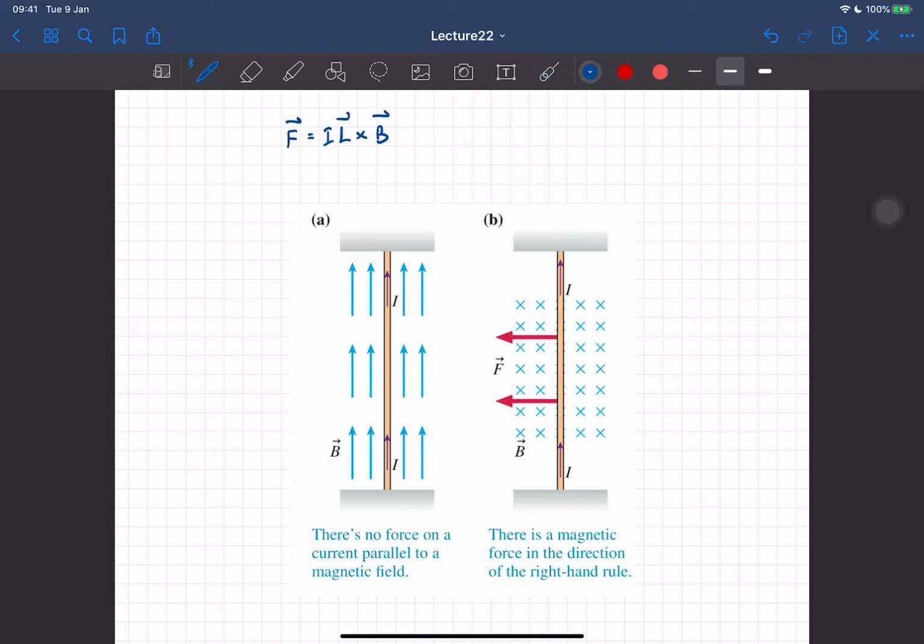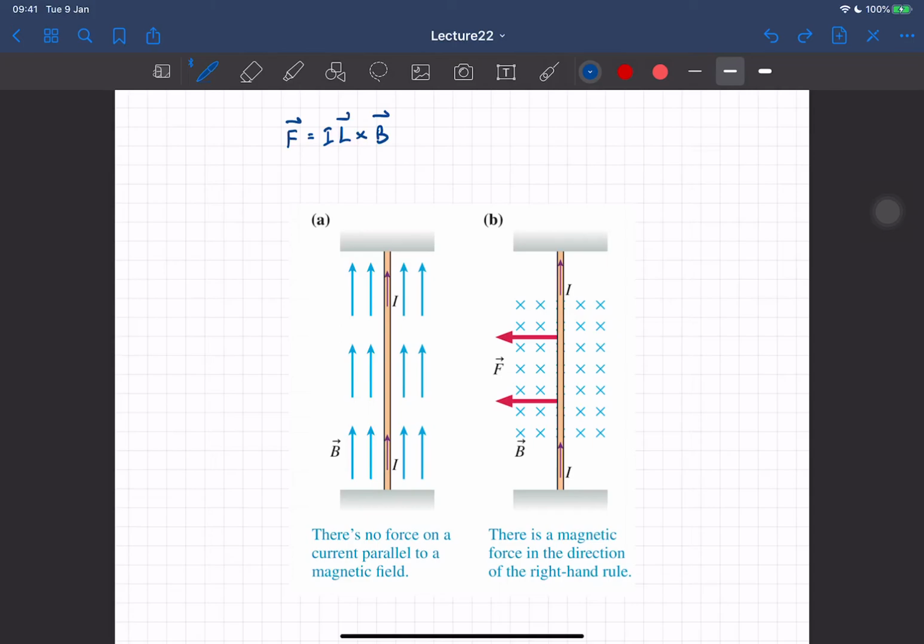So there will be no force, because L cross B is 0. In order for you to have a force on the wire, you have to have L and B perpendicular to each other, like the case you have in figure B here.